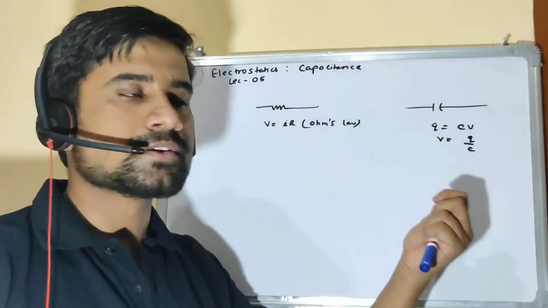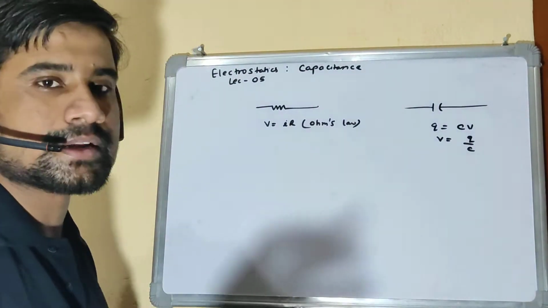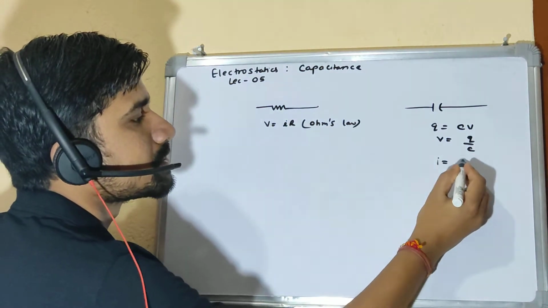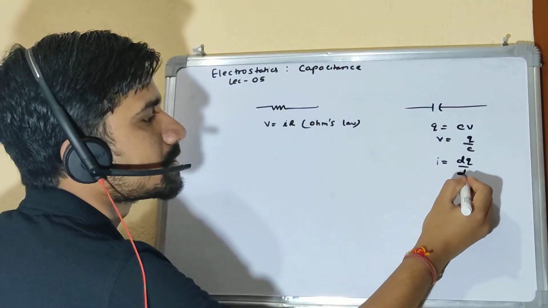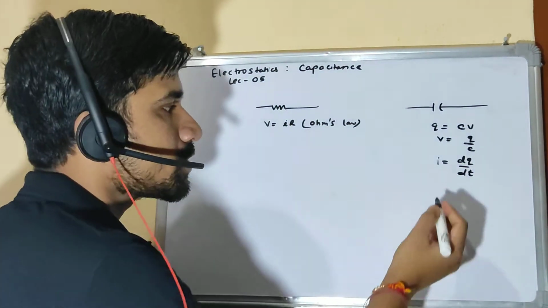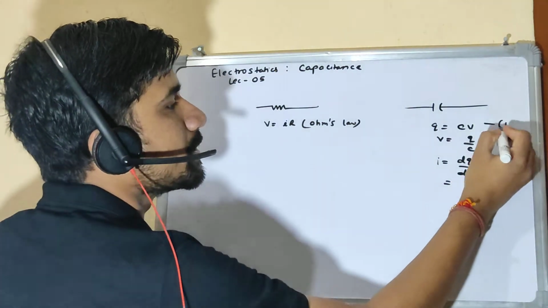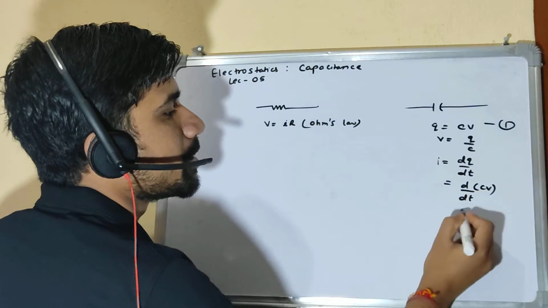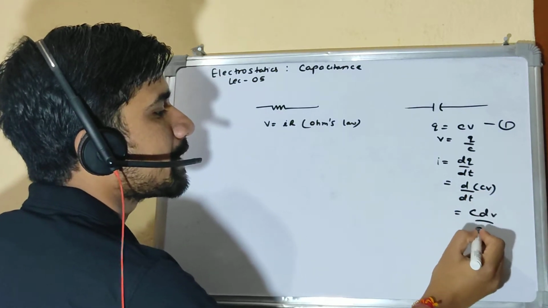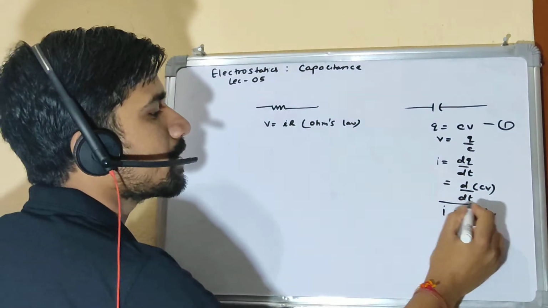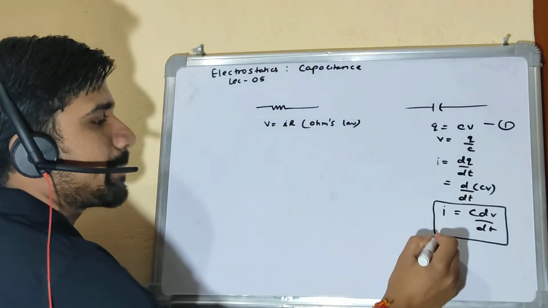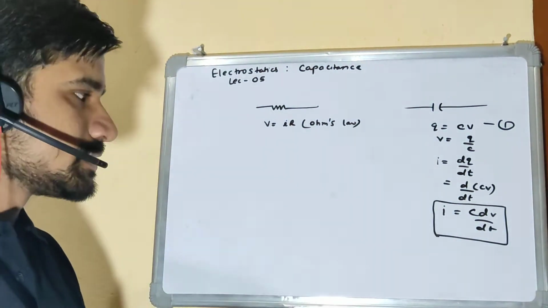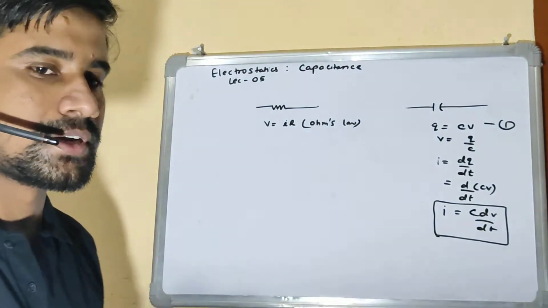What about current? For a capacitor, if I need to find current, we know that current is nothing but the rate of flow of charge, so dQ by dt. If I place Q = CV, it becomes d by dt of CV, which is C dV by dt. So this is the expression for current in a capacitor. It is the product of capacitance and the rate of change of voltage across it, right?